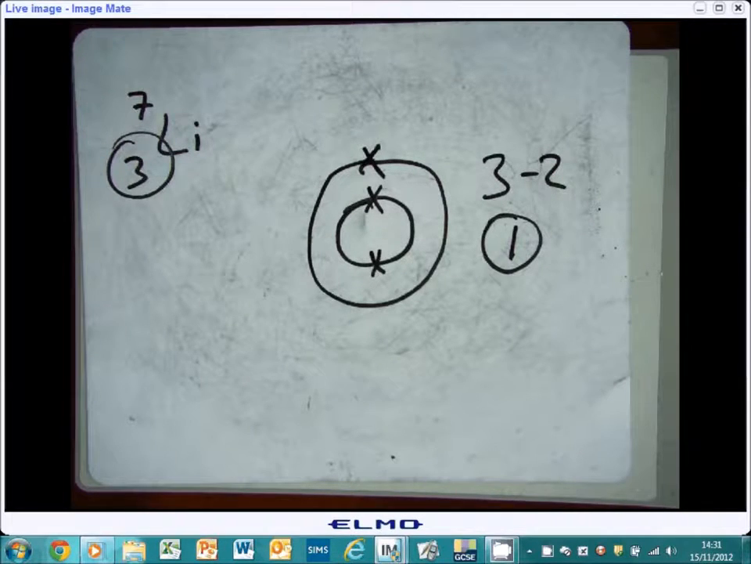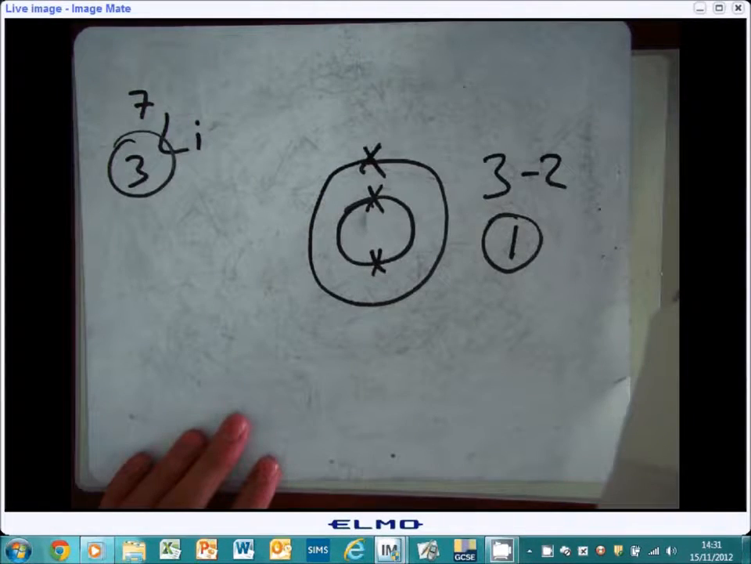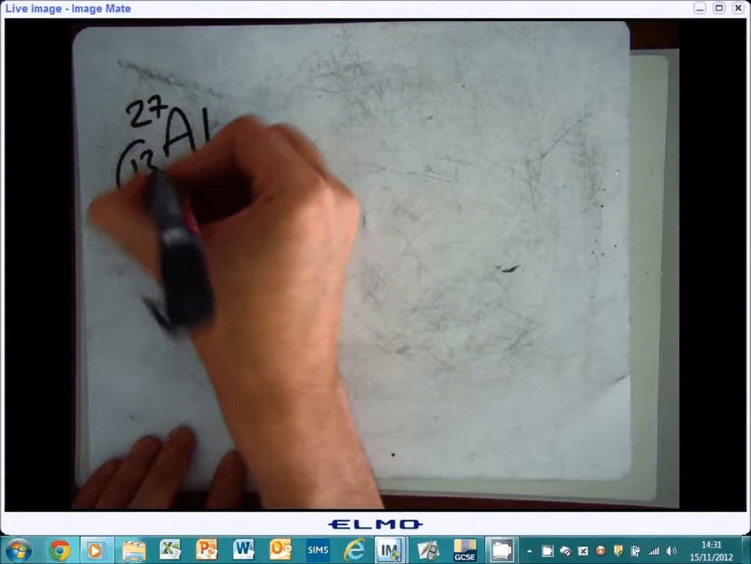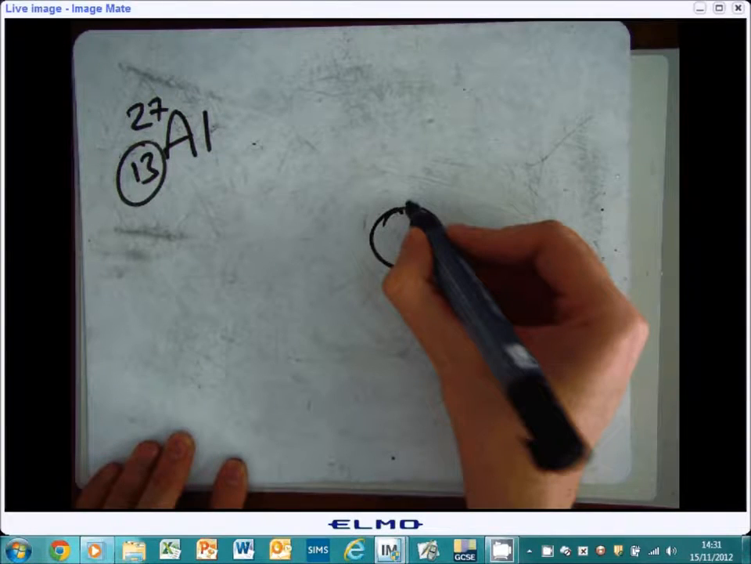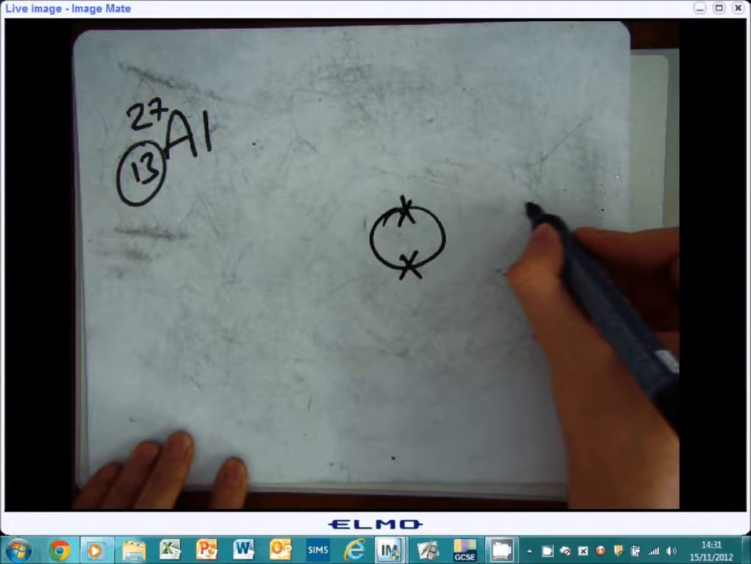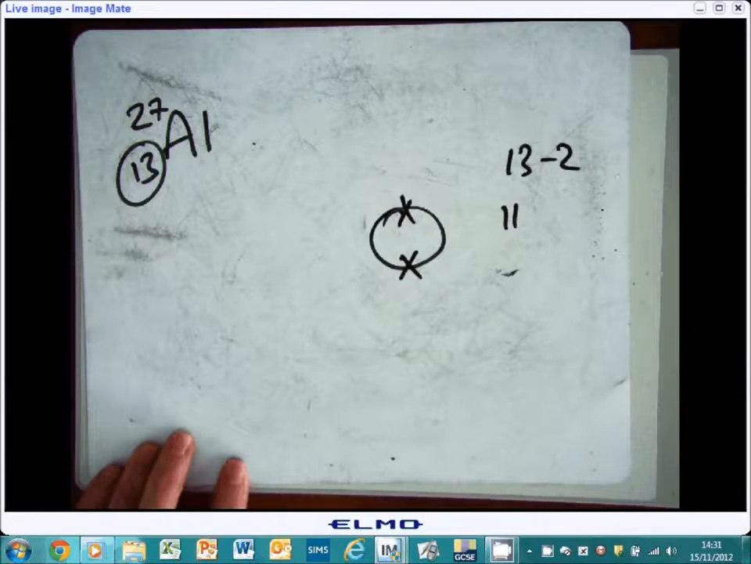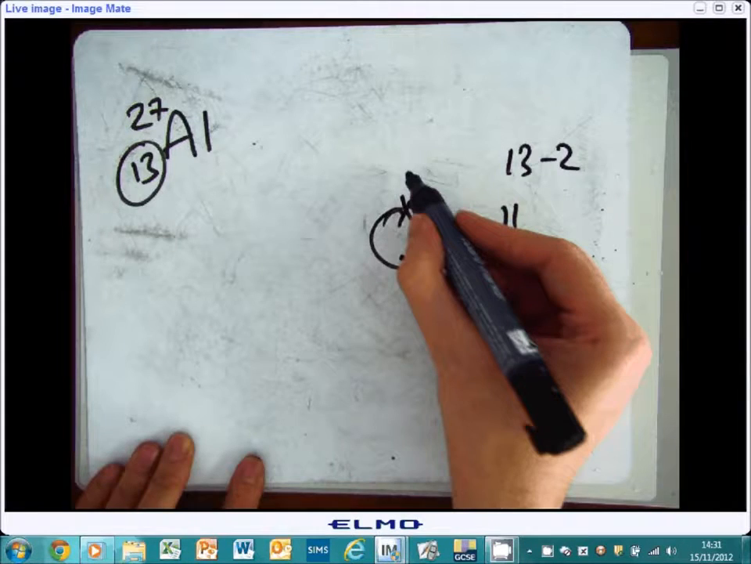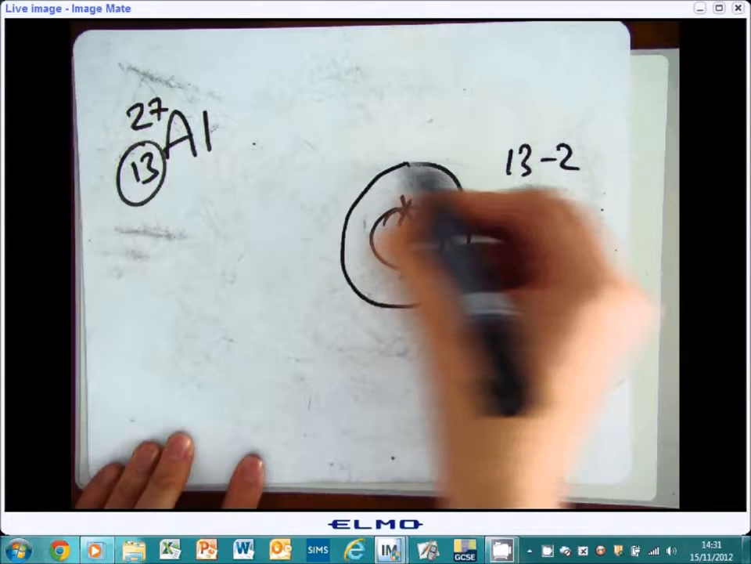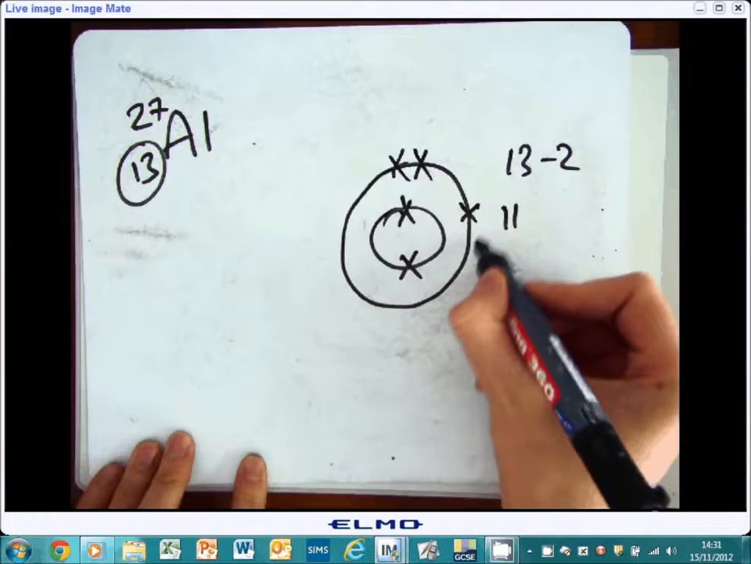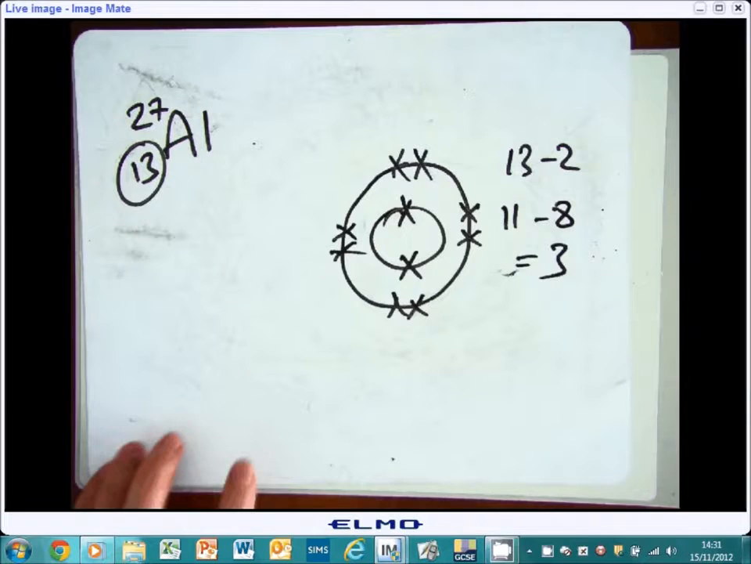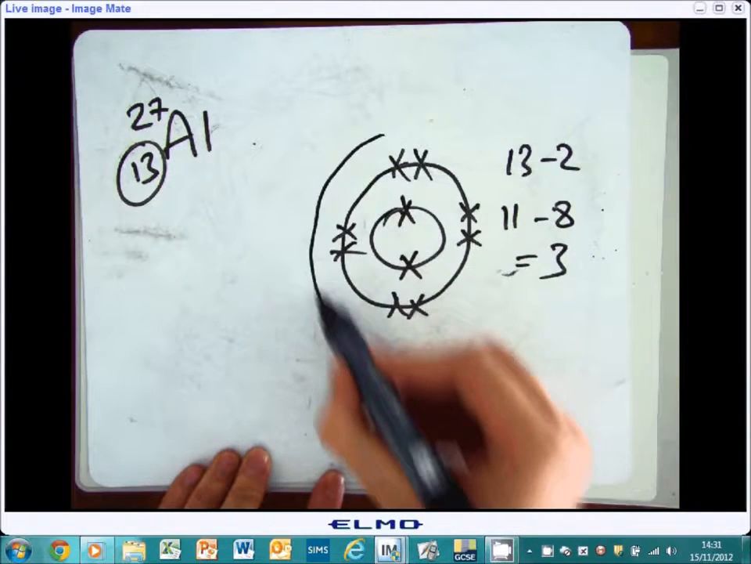This pattern continues for any of the elements up to element 20. If we were to choose aluminium, which has 13 electrons, in the first shell we can have 2, which leaves us with 11 electrons left. The second shell can only contain 8 electrons, which gives us 3 remaining. Those go in the outer shell.